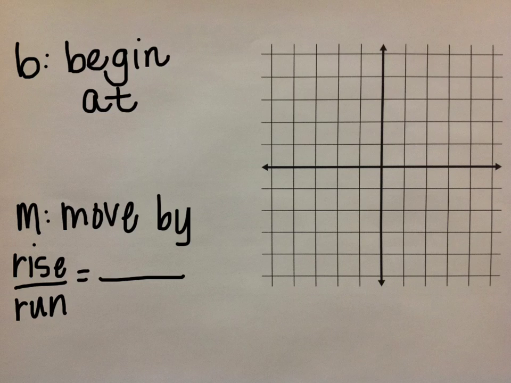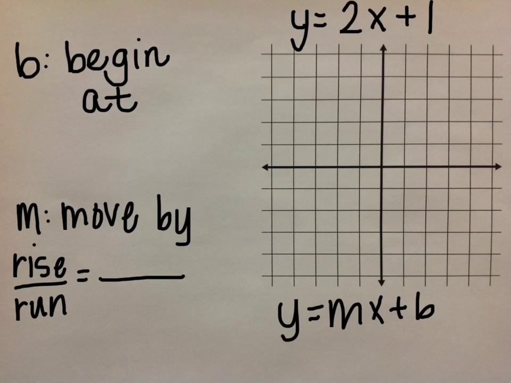Remember from last week that in our equation, y equals mx plus b. b is our y-intercept, m is our slope. b is where we begin, m is how we move. So let's try the equation y equals 2x plus 1. Nice and easy to get us started.